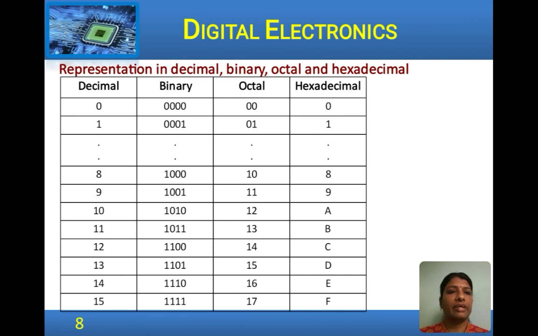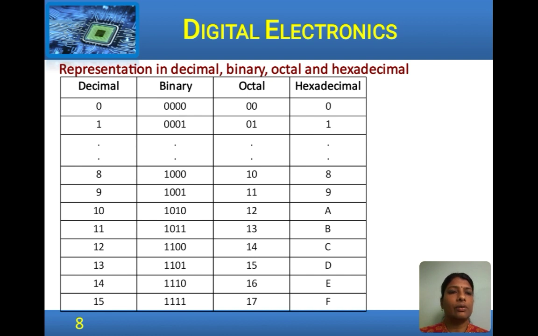This table gives the decimal, binary, octal and hexadecimal equivalent of the numbers. Decimal 0 is represented as 0000 in binary. Actually, it can be represented by a single 0, but since in this table we have shown a maximum of decimal 15, which is equivalent to 4 ones in binary, that is 1111, we have used 4 bits to represent all the digits and similarly 2 bits for octal numbers.